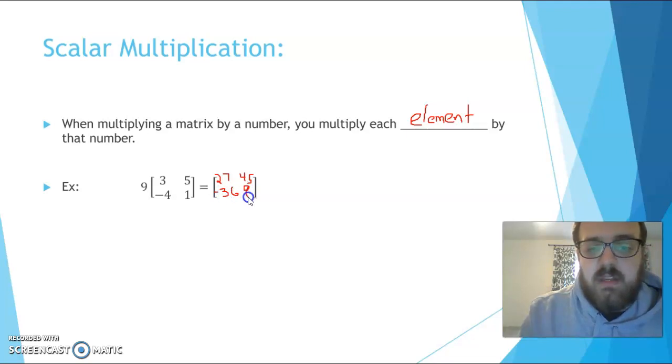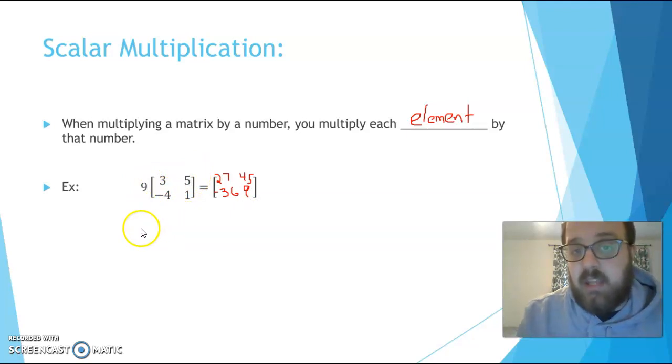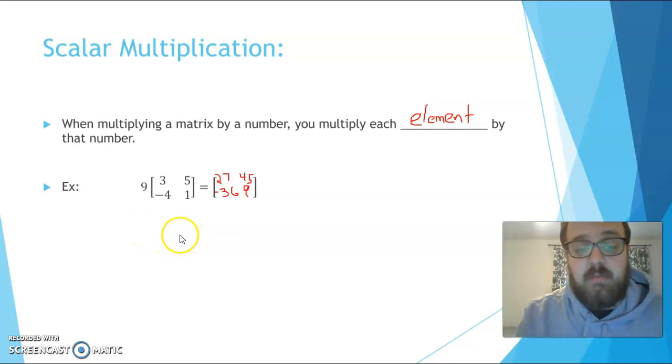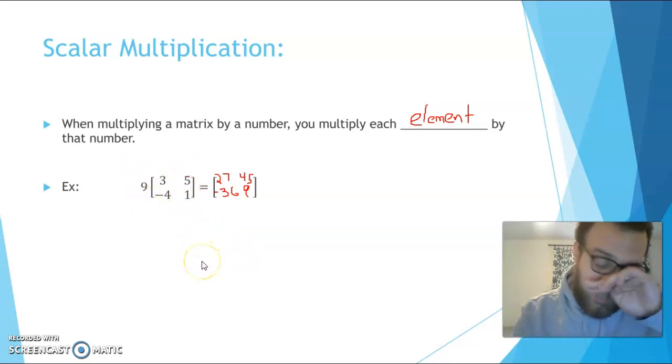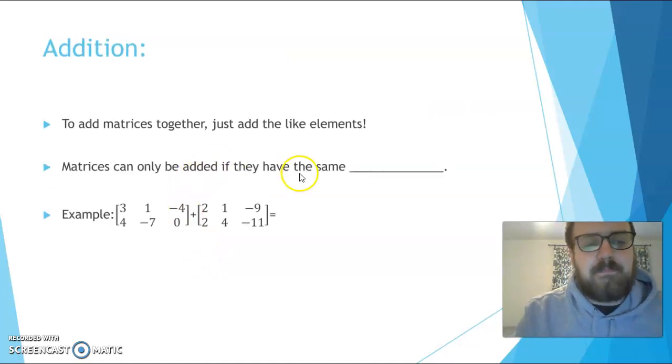That's all you do. You take the number, multiply by each element, and there's your answer. Scalar multiplication is one of the easiest operations we can do with matrices. Again, it's just multiplying each thing. As you can see, there's going to be a little bit more stuff that comes up with some of the other operations we're going to do. We're going to skip those for right now.